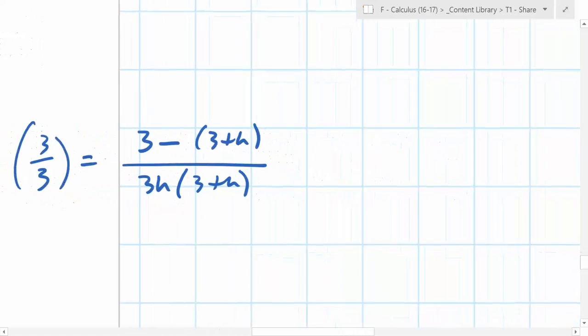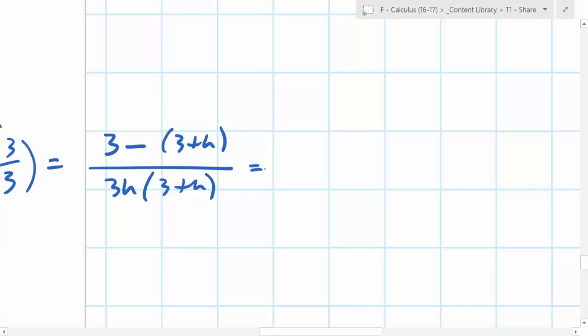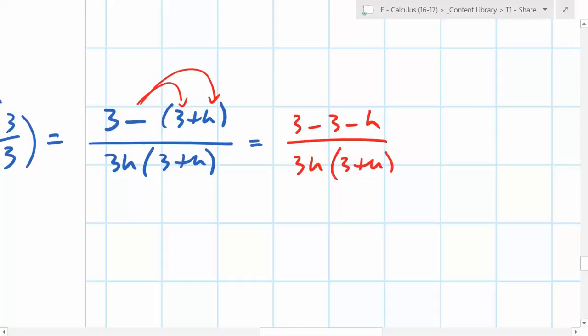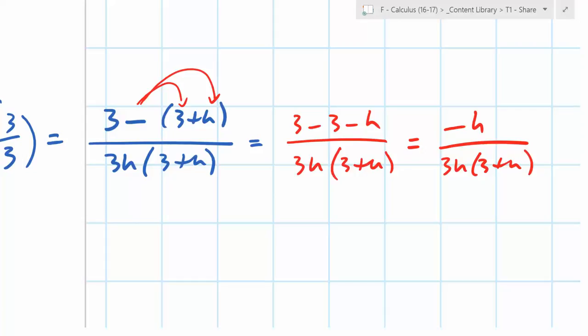Does the top simplify at all? Yep. What's 3 minus (3 plus h)? Careful. What does that negative do? 3 minus 3 minus h over 3h times 3 plus h. What's it turn into on top? Negative h. 3 minus 3 is 0. And now you have this. What can I cancel now? What's the magic thing that cancels? The h cancels. So what are you left with? Negative 1 over 3 times 3 plus h.